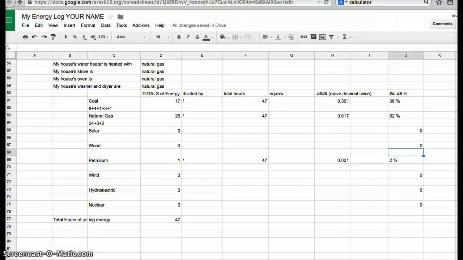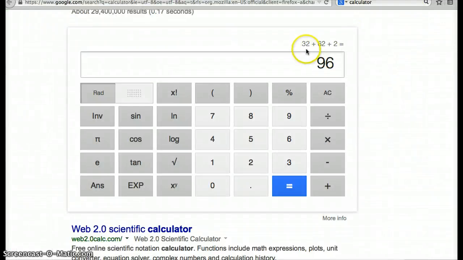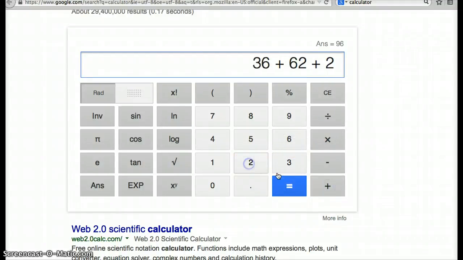All right, let's go check. 36 plus 62 plus 2. 36, 62, 2. Did I type that in right? No, I didn't. See, look, I typed in 32. Okay, whew. Careful, Lizzie. Careful, Miss Reddy. Okay, 36 plus 62 plus 2. Now, phew. Okay, so now that the numbers are right, we get 100.